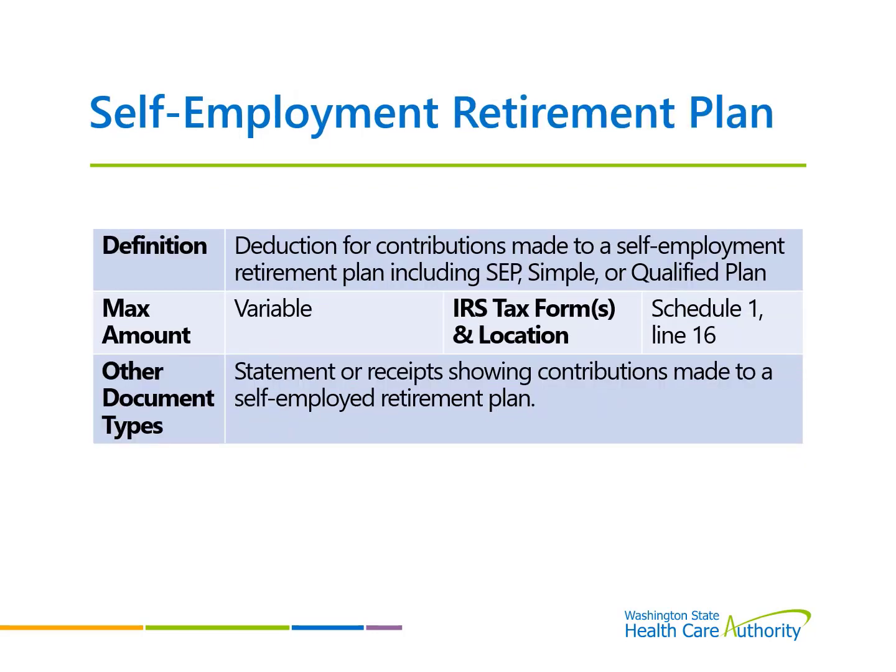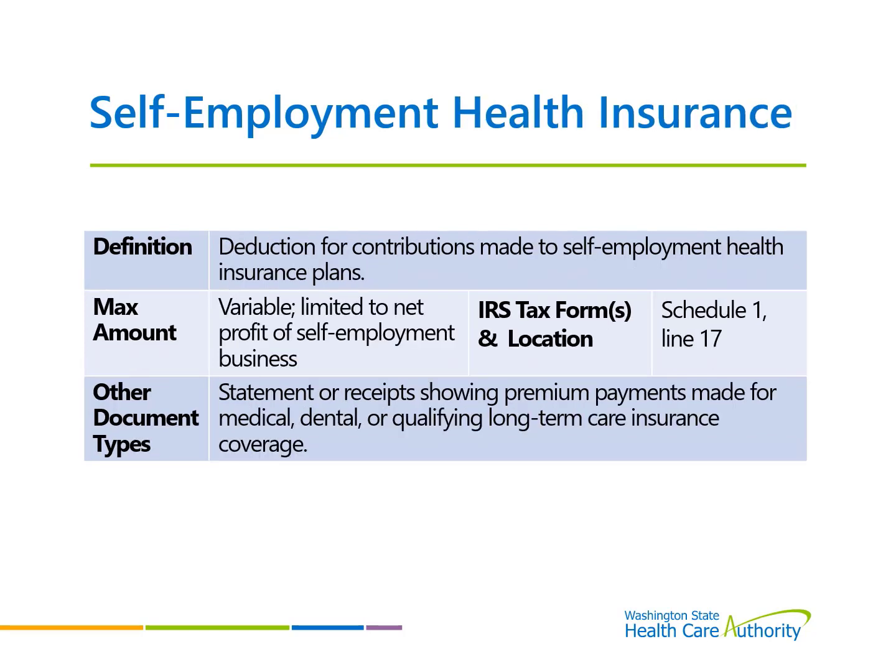Self-employment retirement plan. This deduction is for contributions made to a self-employment retirement plan, including SEP, SIMPLE, or qualified plan. Self-employment health insurance deduction. This deduction is for contributions made to a self-employment health insurance plan. The maximum amount of this deduction is also variable, but it is limited to the net profit of the self-employment business.